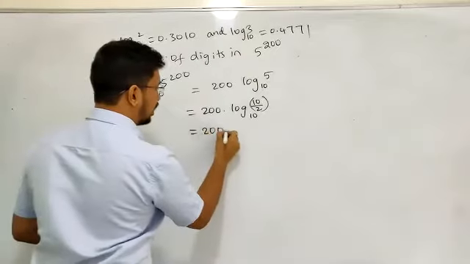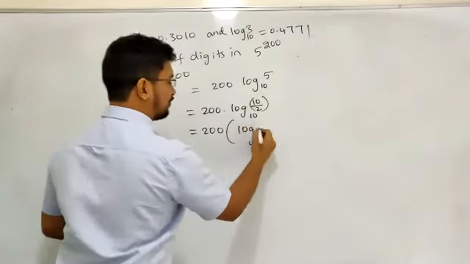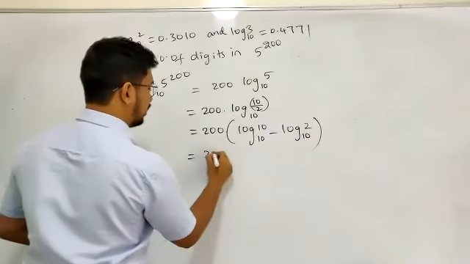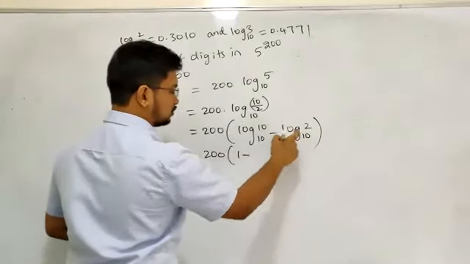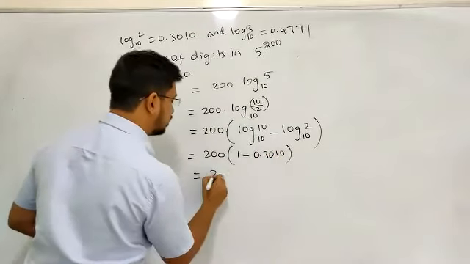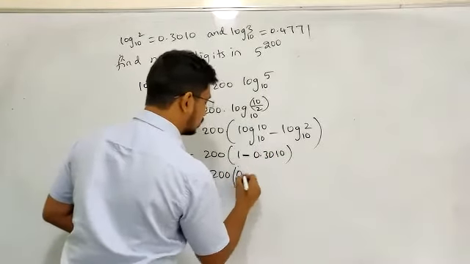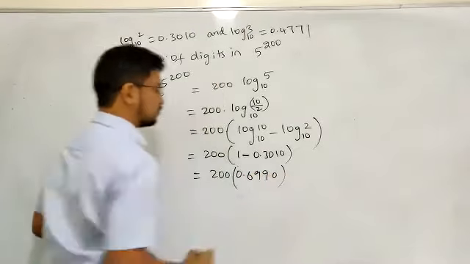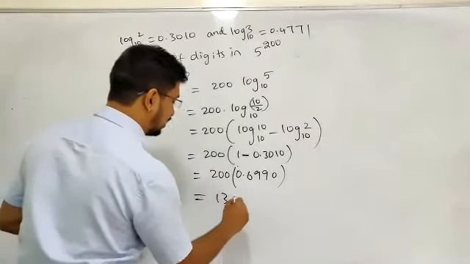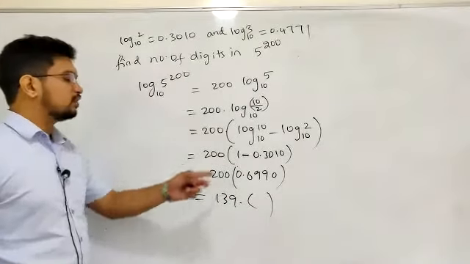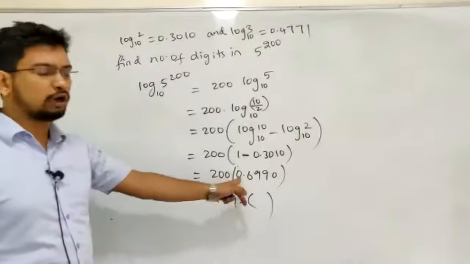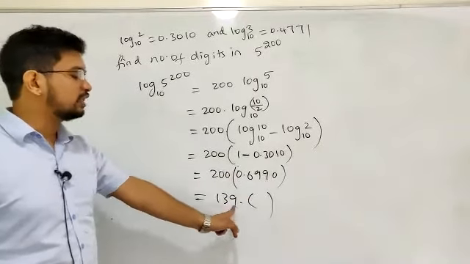So this is something like 200 into, apply log of a by b, log 10 to the base 10 minus log 2 to the base 10. So this is 200 into 1 minus 0.3010. So you'll be getting 200 into 0.6990. This comes to around 139 point something. Calculate the value: 200 into 0.7 is 140. So this comes around 139 point something.